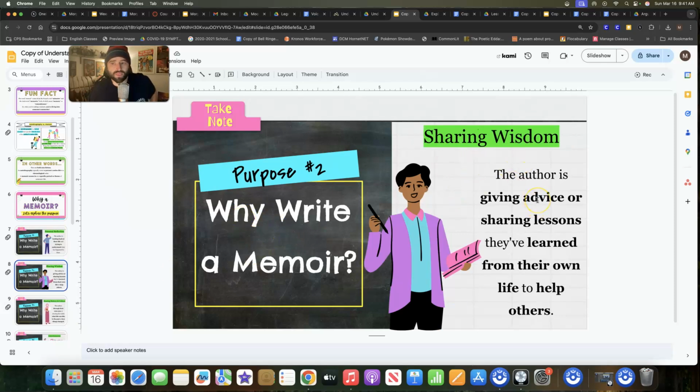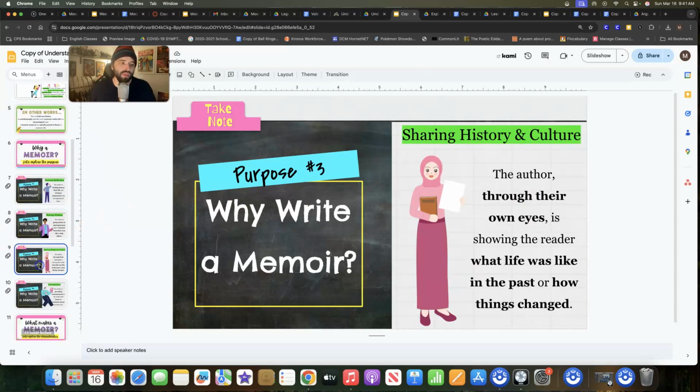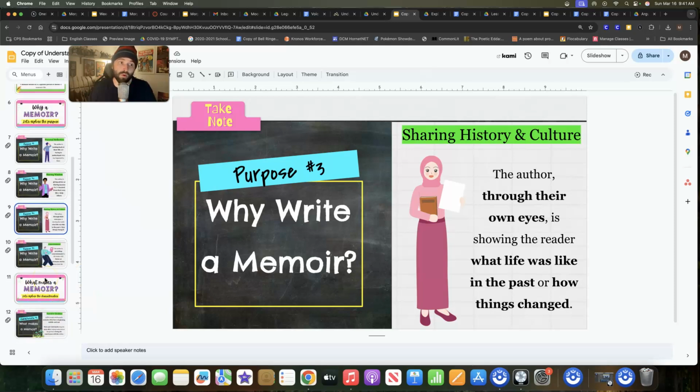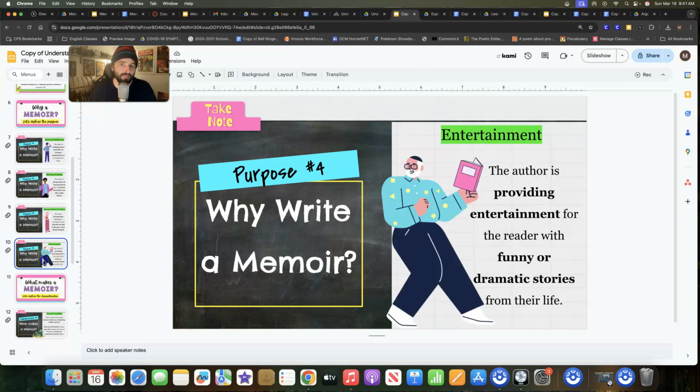The author is giving advice or sharing lessons they've learned from their own life to help others. And the other reason why we would write a memoir is that the author, through their own eyes, is showing the reader what life was like in the past or how things have changed. Because if you wrote a memoir of today, or from 5 years ago, it's going to encapsulate that period of time. And so people 30 years from now, 50 years from now, 200 years from now can look back and understand what it was like to live during this time.